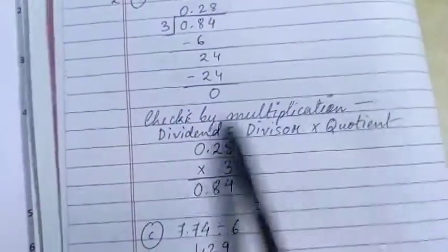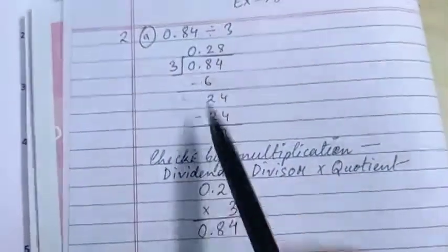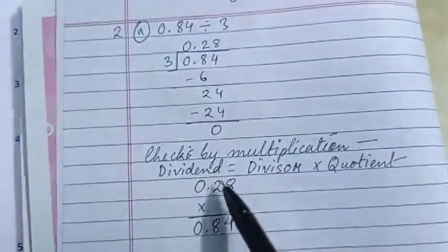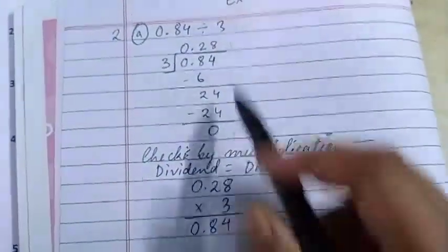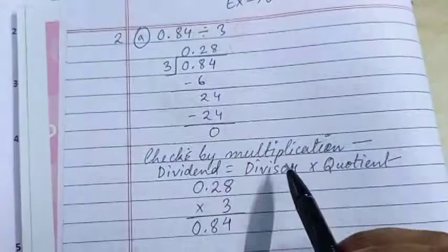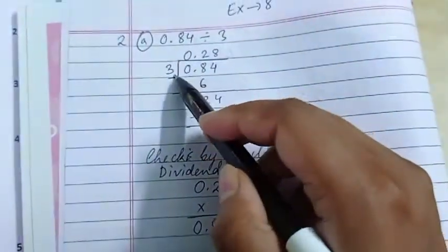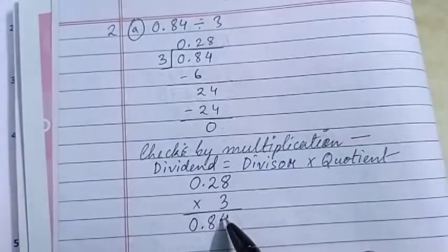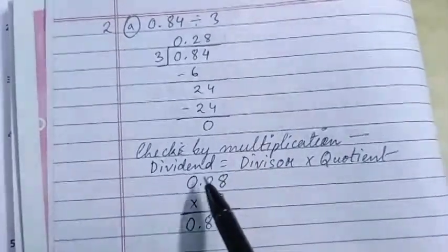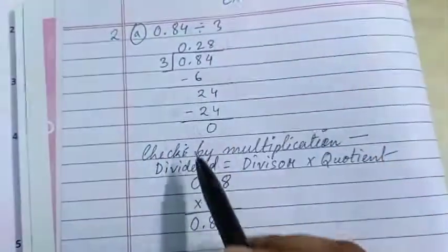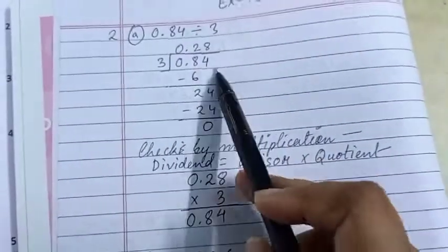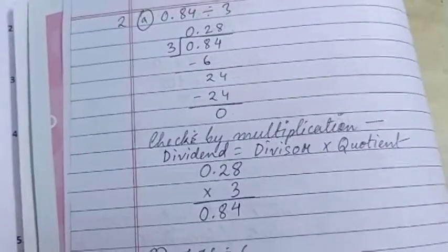So how to check by multiplication? How will you find that dividend is equal to divisor into quotient? You will do 0.28, this is the quotient, and this one is the divisor. You multiply both, and if you get the dividend, that means your answer is correct. So 0.28 is the quotient, and the divisor is 3. When you multiply, you get 0.84. So that means your answer is correct.